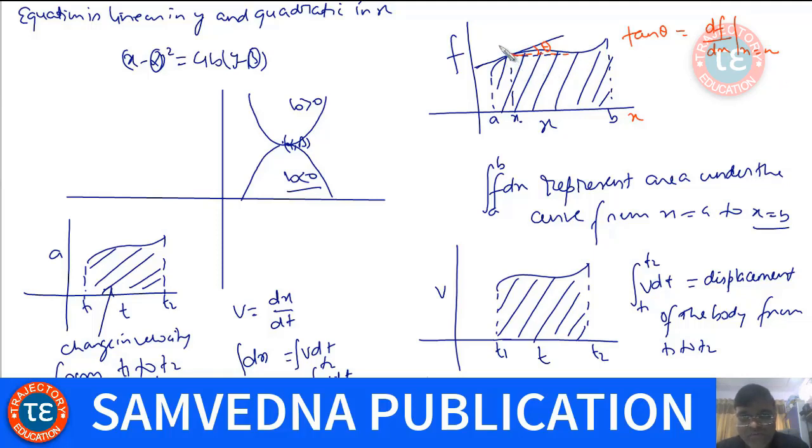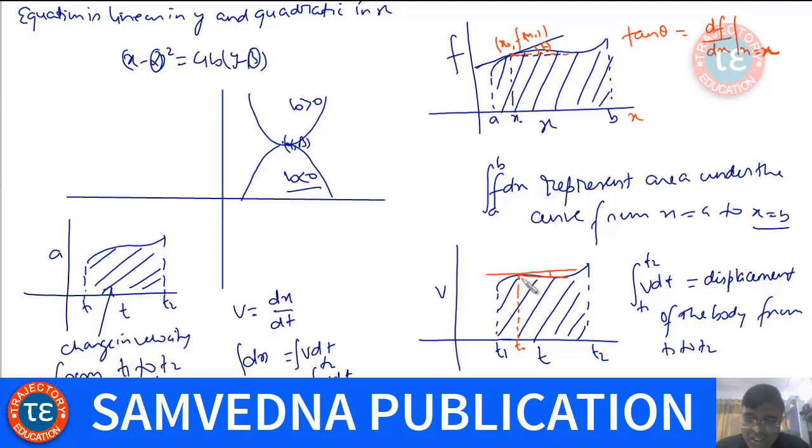x equal to x naught. This point is what? x naught, f(x naught). So if I draw a tangent to the curve at this point, then that is giving me the value of its derivative at x equal to x naught, and we'll make use of it. If I draw, say at t equal to t naught, the tangent, then the slope of this tangent will give me the velocity of the body at this point.